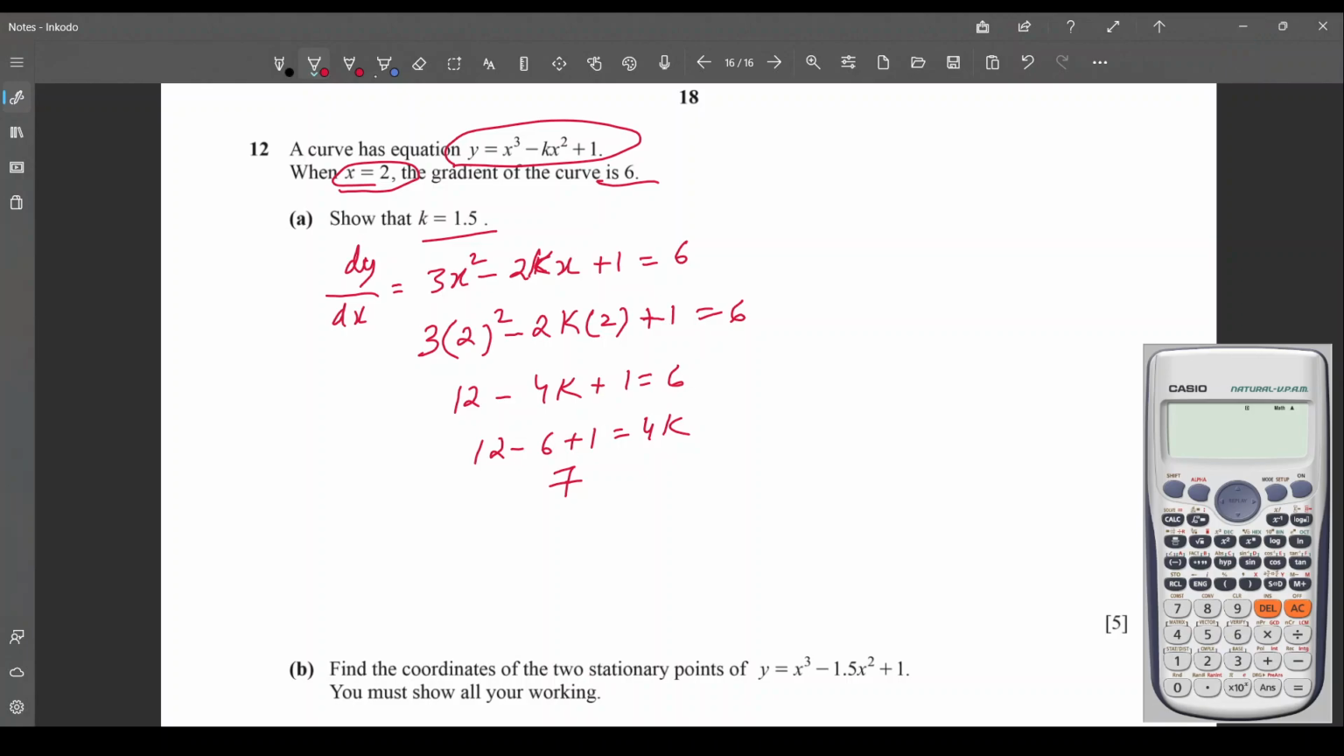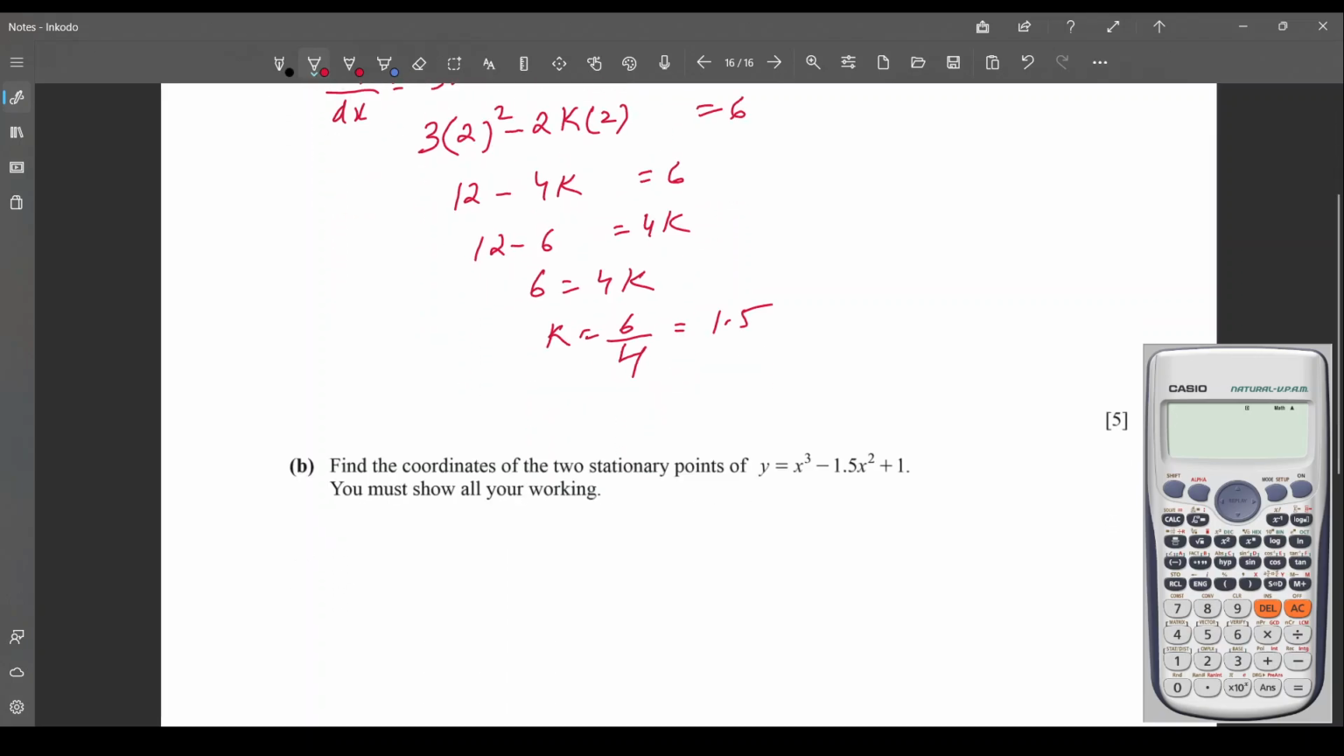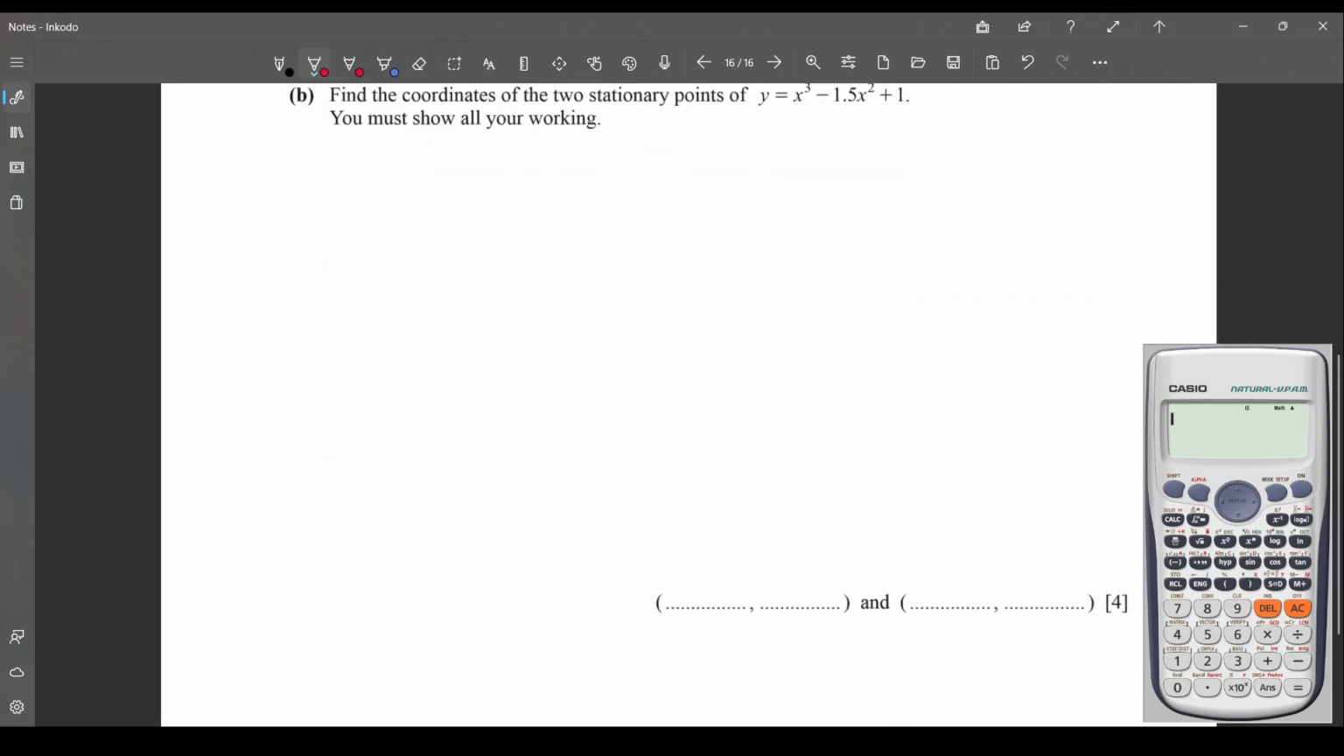We made a small mistake. The differentiation of any constant will be 0, so this will not be there. Actually, we differentiated that one, so the 1 will not be there. So we'll have 12 minus 6 is 6 equals 4k. So k will be equal to 6 by 4, and 6 by 4 equals 1.5. So we proved that k is 1.5.